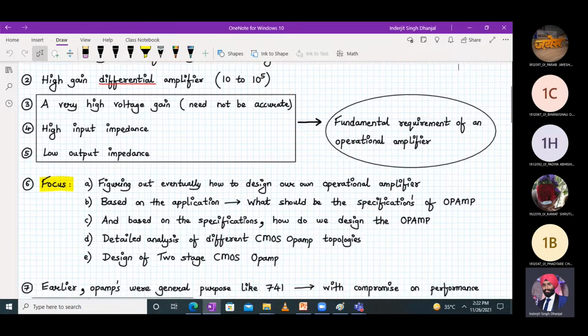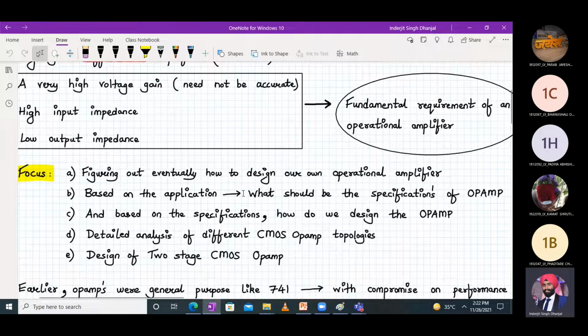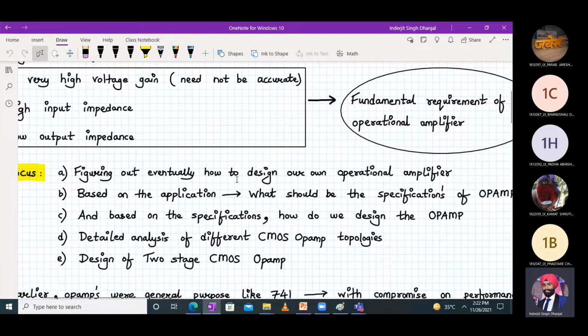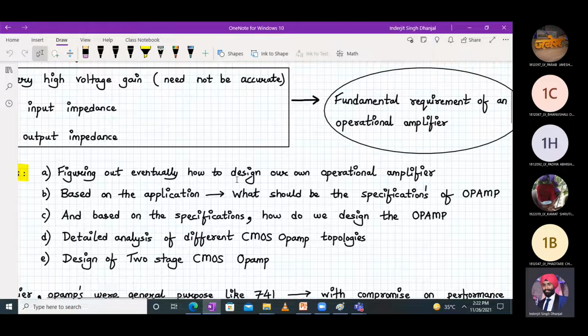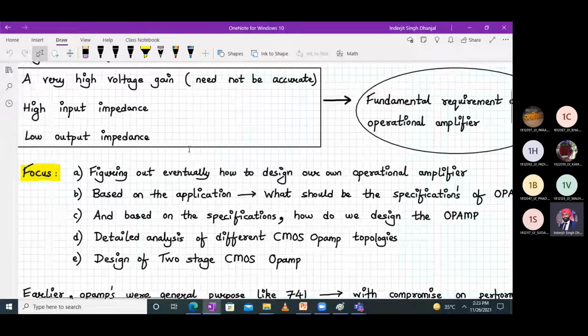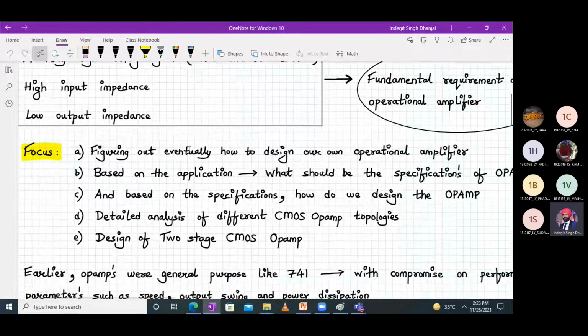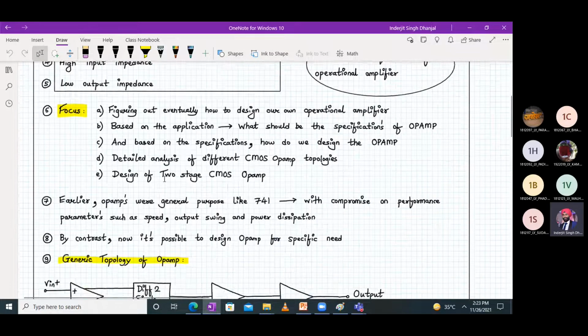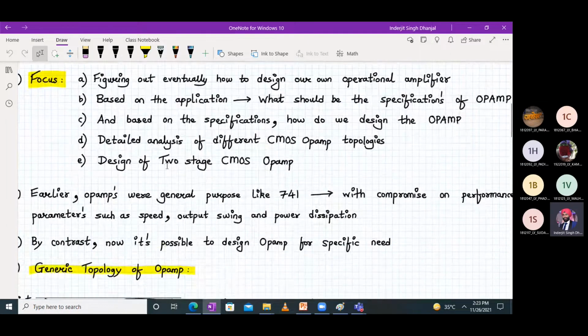Now, our focus for this module number 4 is figuring out how to design our own operational amplifier, what the specifications of the op-amp should be based on the application, and how we design the op-amp based on the specifications. We will have a detailed analysis of different op-amp topologies, single stage and two stage. Finally, we will design a two-stage CMOS op-amp, or OTA. OTA is the operational transconductance amplifier.